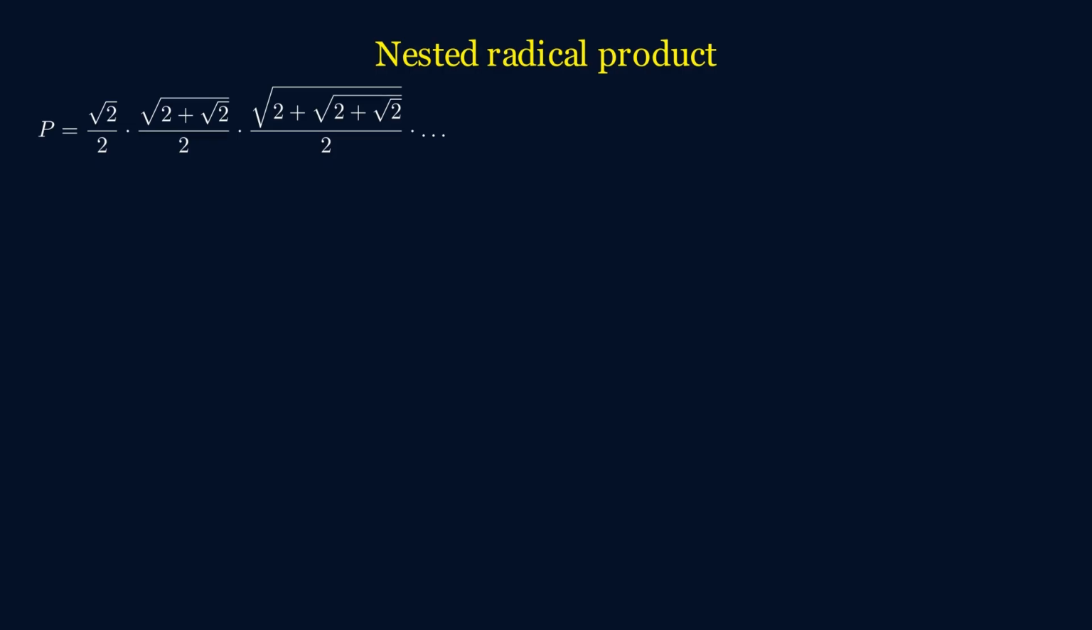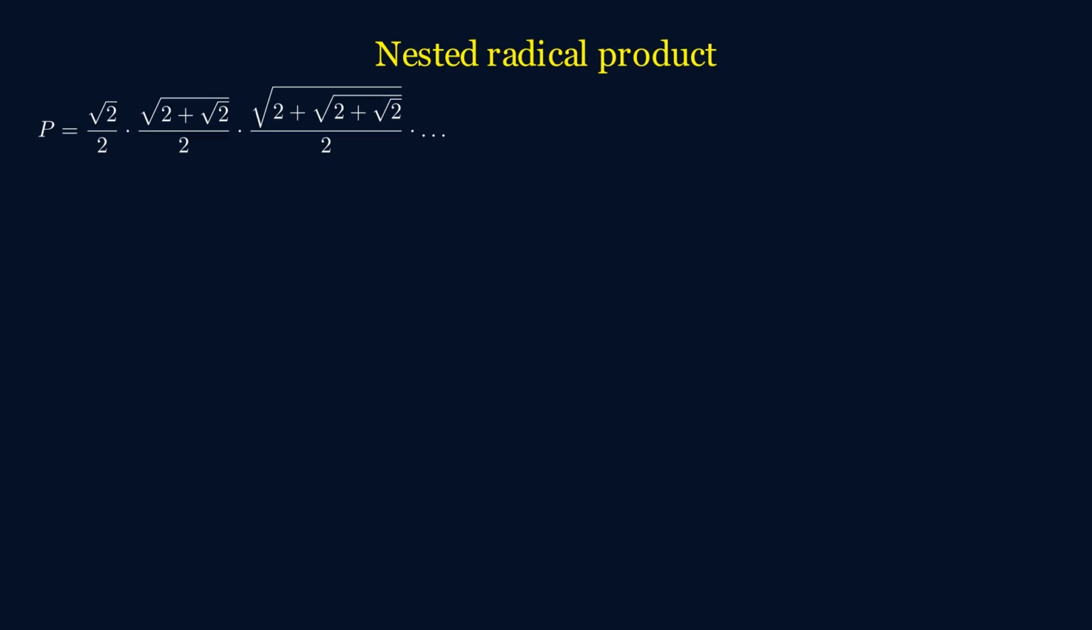Here's the expression. P equals square root of 2 over 2 times square root of 2 plus square root of 2 over 2 times square root of 2 plus square root of 2 plus square root of 2 over 2. And this just keeps going. If you want to give your brain a little workout, pause the video and try to guess what this infinite product might converge to.